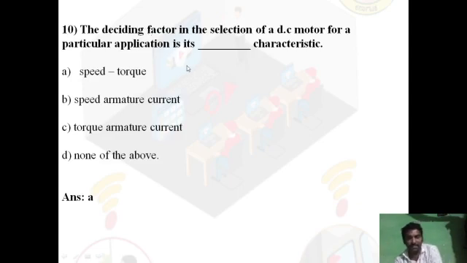The deciding factor in the selection of a DC motor for a particular application is its characteristics. We have discussed three characteristics, that is torque-current, speed-current and speed-torque characteristics. For identifying the applications of a DC shunt motor, we have to consider the speed-torque characteristics, because electrical energy has to be converted into mechanical energy. The mechanical parameters are important in case of applications. Therefore, we consider the mechanical characteristics, that is the speed-torque characteristics, for identifying the application. We can go for option A.